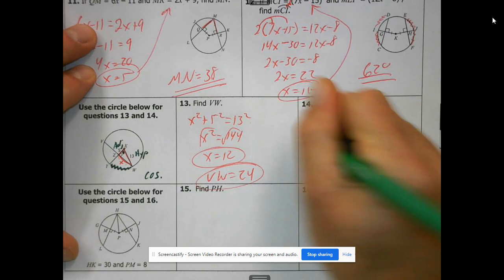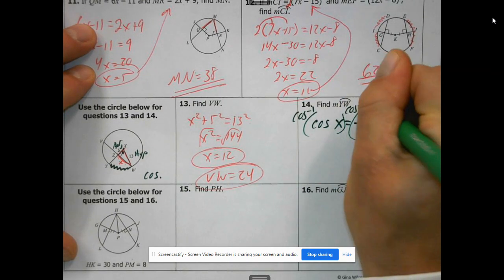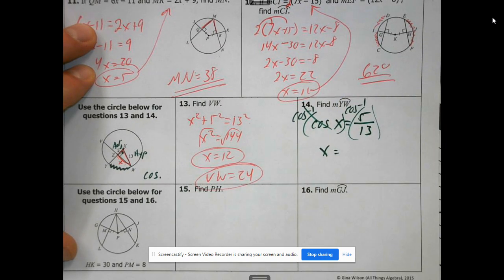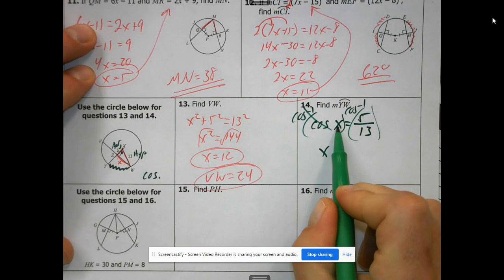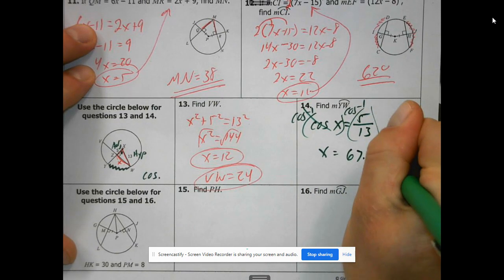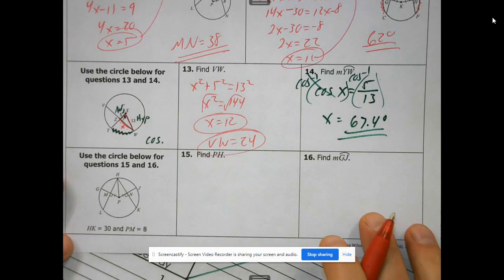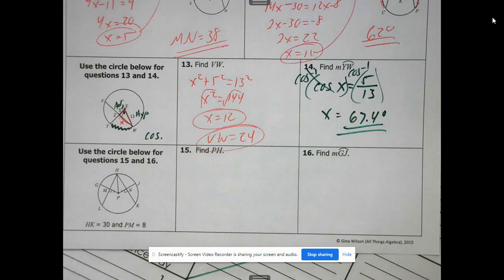To solve, remember, if you find an angle, it's inverse. Cancel there, bring down the x. So in the calculator, inverse cosine of 5 divided by 13 comes out to be 67.4 degrees. Tricky, tricky, tricky. Had to use some prior knowledge there. Last one. We've got some directions here.